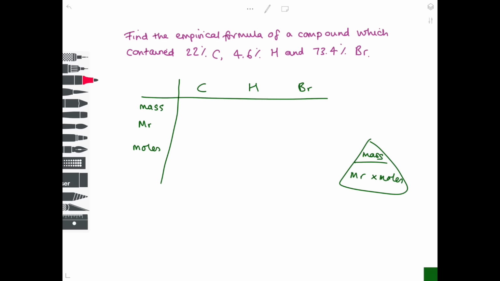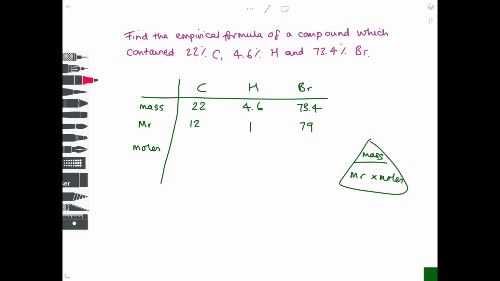Now notice, even though it's given percentages, because it's a ratio, really you can ignore the percentages and pretend that those are the masses, which is why I'm now going to put the mass of carbon as being 22, hydrogen is 4.6 and bromine is 73.4. Now use your periodic table to find their MRs. Carbon is 12, hydrogen is 1 and bromine is 79.